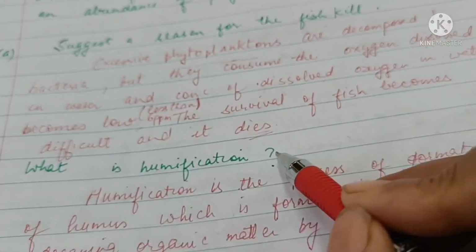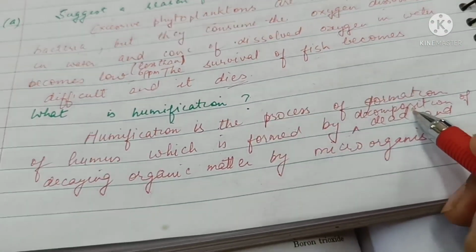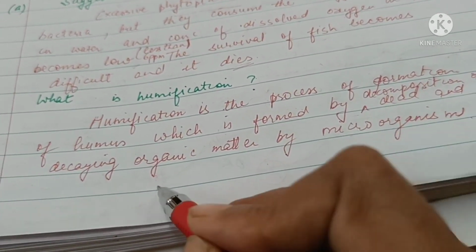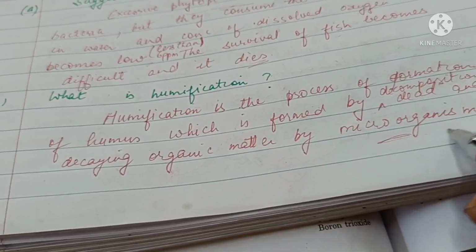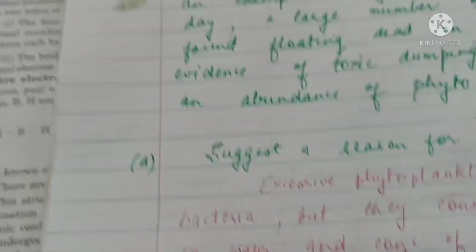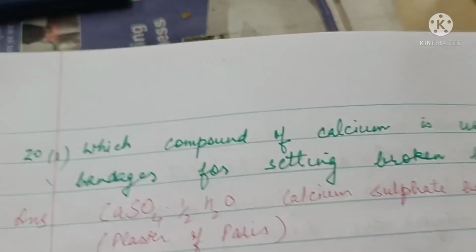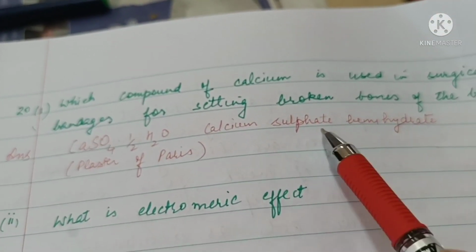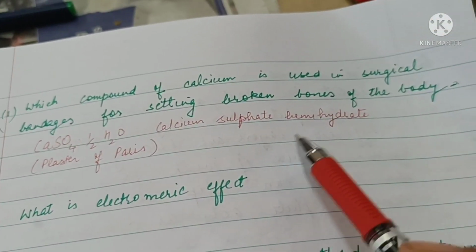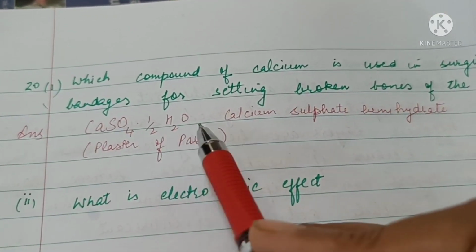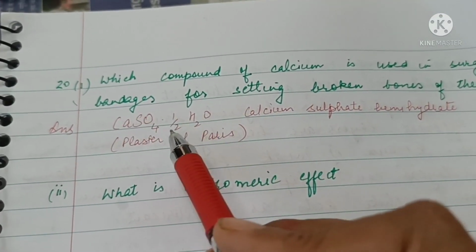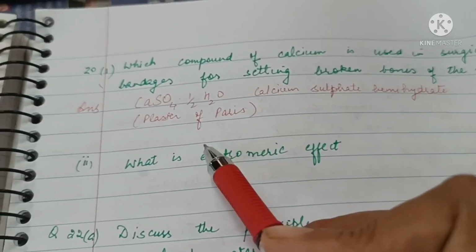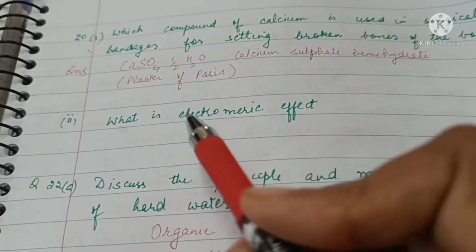What is humification? It's the process of formation of humus, which is formed by decomposition of dead and decaying organic matter by microorganisms. Which compound of calcium is used in surgical bandages for setting broken bones of the body? So calcium sulfate hemihydrate, CaSO4·½H2O, plaster of Paris, is used in setting broken bones.